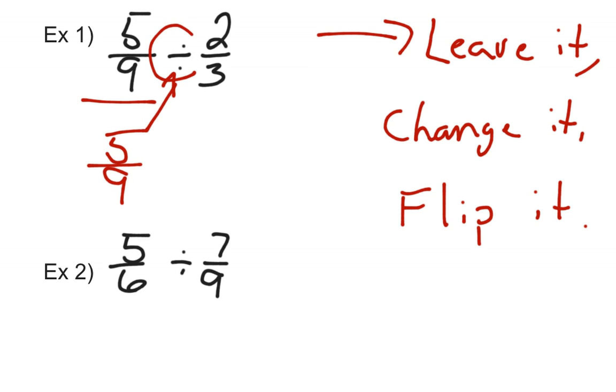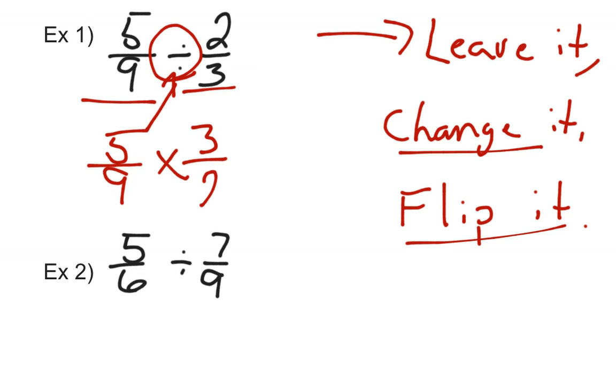Okay, on to the division. I change it to a multiplication. And then the 2/3, we flip it. So it becomes 3 over 2. So again, 5/9 we leave it. The division, we change it to multiplication. The 2/3, we flip it and make it 3 over 2. And we do that anytime that we see a division problem. And what ends up happening is I end up getting this multiplication problem.